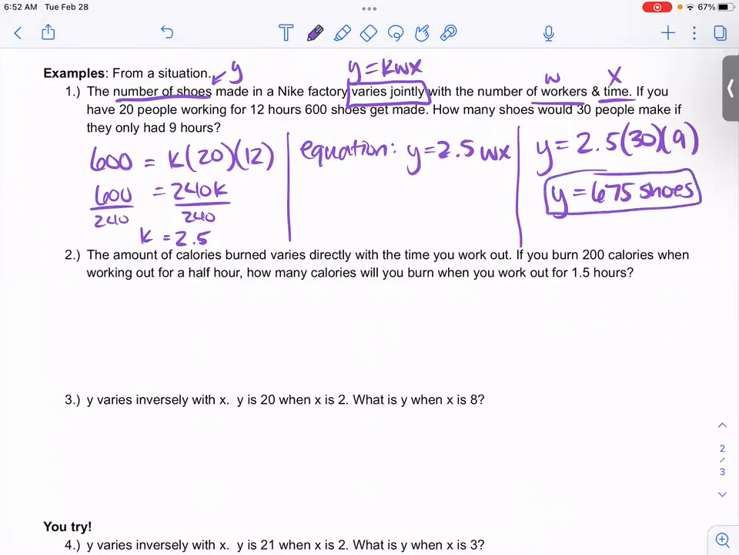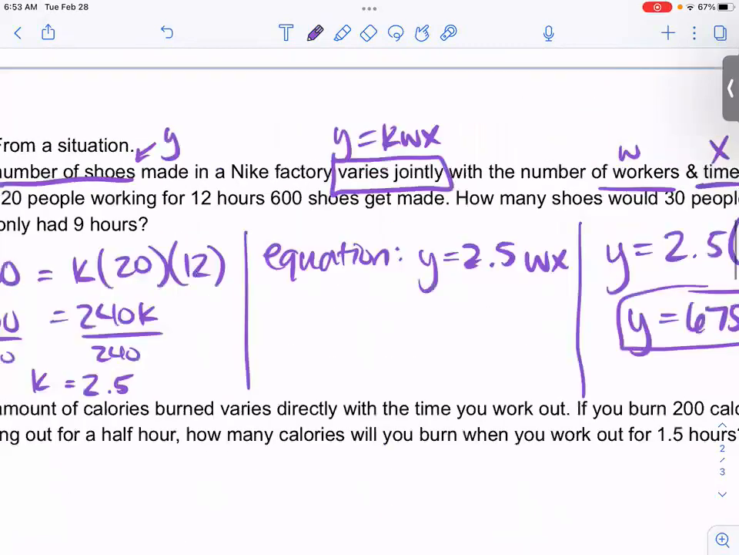So what I've done is kind of a 3-step process. Number 1, solve for K. K is like slope. I have to find that value to make the equation work. I write the equation, and then I use it to find anything that I don't know. And all of this stemmed from that first phrase I said, which was that this varies jointly.